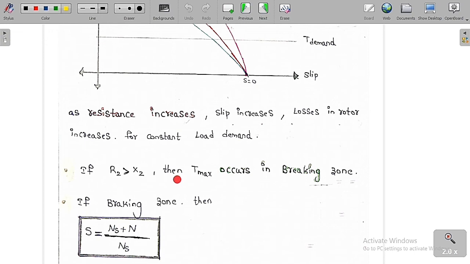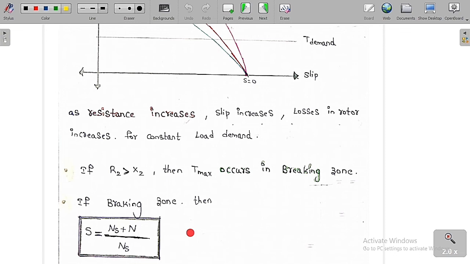So therefore, the starting torque will decrease. If R2 is greater than X2, then the maximum torque is going to occur in the plugging zone or the braking zone. In the braking zone, as I have already told you, we stop the motor by reversing the polarity of the supply. Whenever you reverse the polarity of the supply, the relative magnetic field is also reversed. So NR and NS are going to move in the opposite direction.